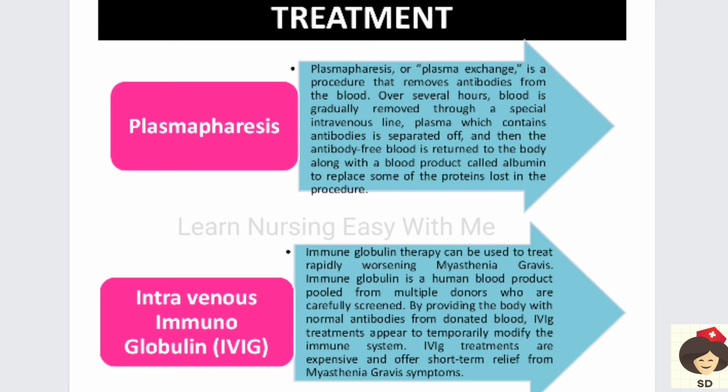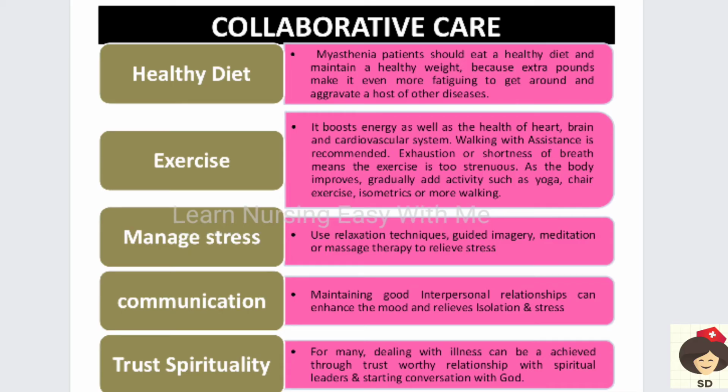Okay, so this intravenous immunoglobulin is a passive form of immunization where we passively introduce the immunoglobulin into the patient's body so that the patient will have a normal immune system. And next is collaborative care. As I already said, you have to take a healthy diet and also you have to avoid heavy weight, because if the patient is taking extra pounds, it can cause problems with breathing, etc. And also they can get easy fatigue.